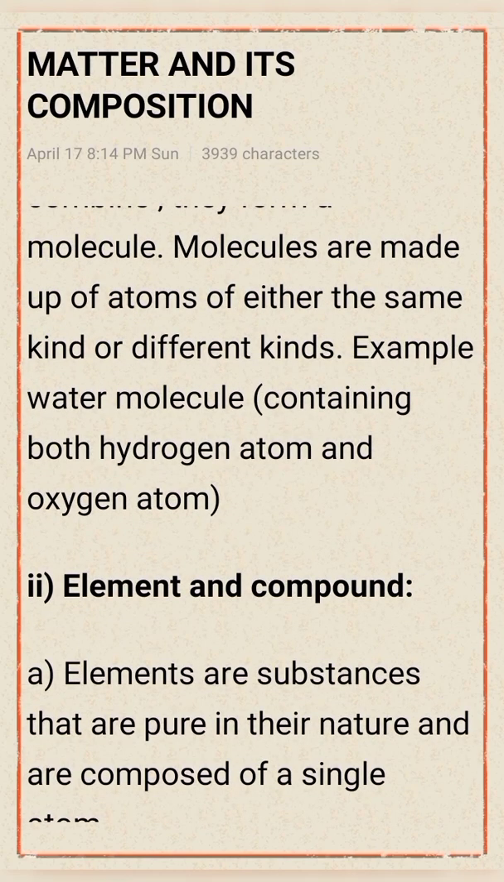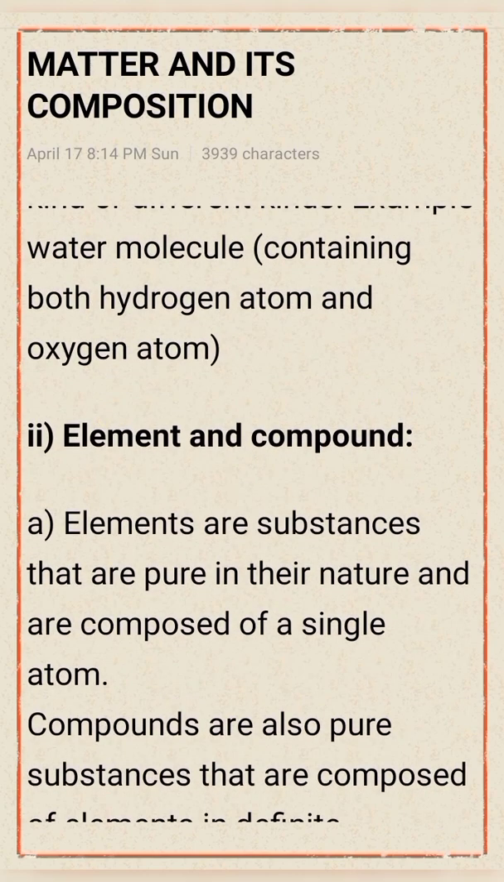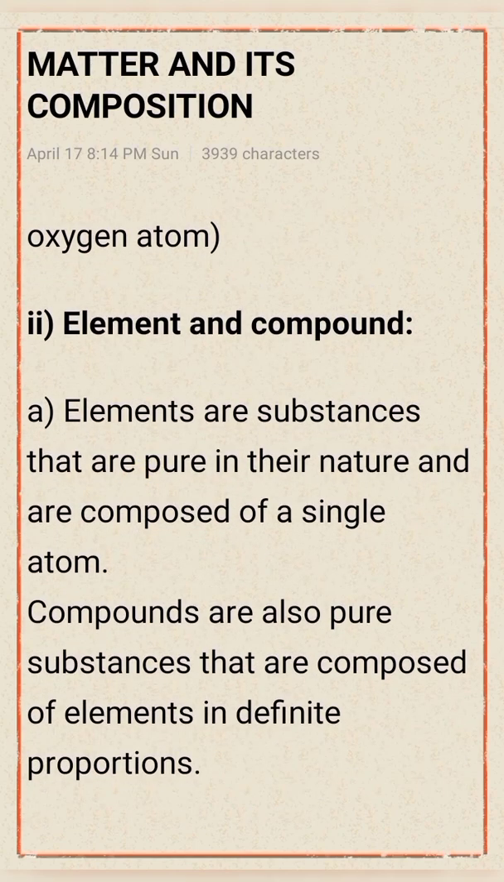Next, the difference between element and compound. Number 1, part A. Elements are substances that are pure in their nature and are composed of a single kind of atom. But compounds are also pure substances that are composed of elements in a definite ratio.